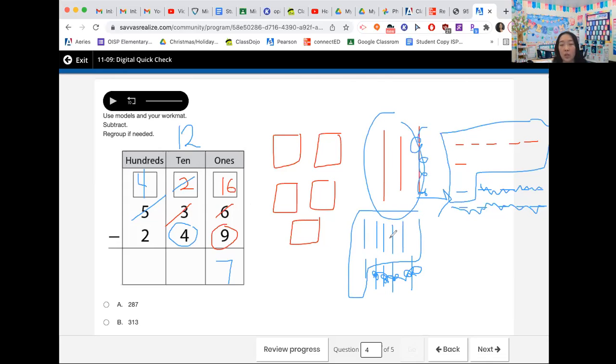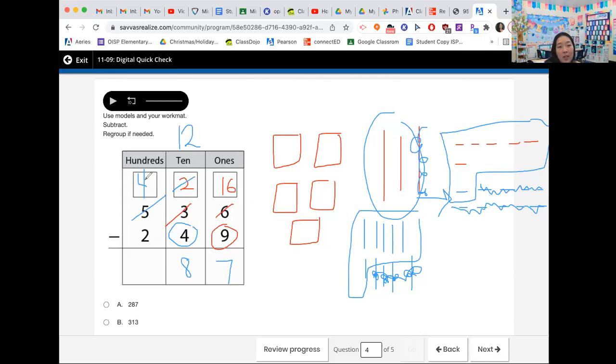What is 6 plus 2? 8. 6 plus 2 is 8. If it's worth $6 and your friend gives you $2 more, you have $8. So 12 minus 4 would give you 8.